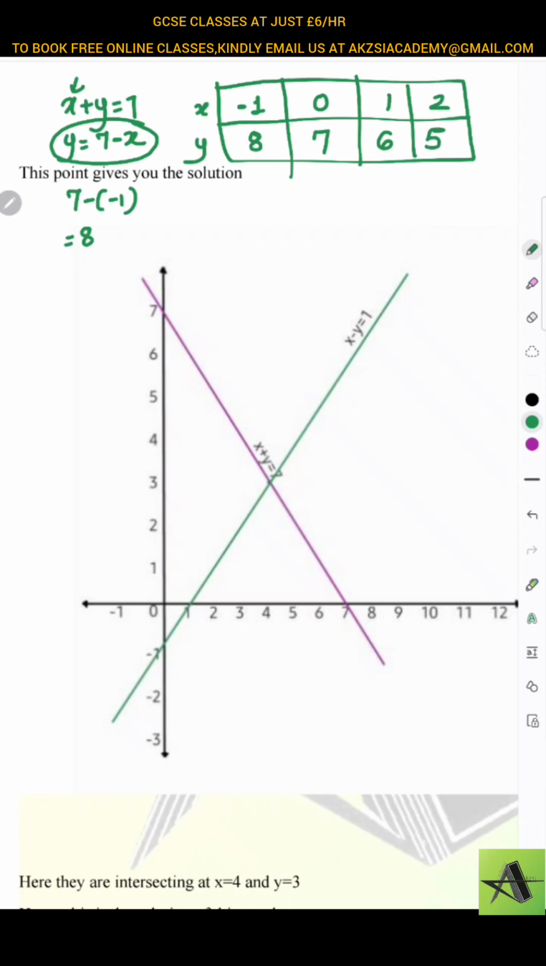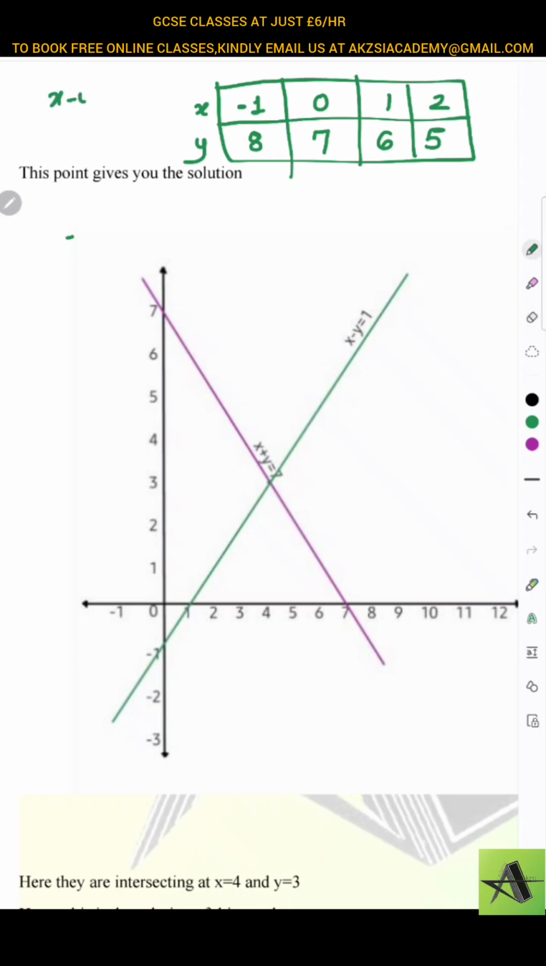Now plot these points. -1, 8 would be here. 0, 7 would be here. 1, 6 would be here. And 2, 5 would be here. And when you join them together, you will get this line, which is already there. I have already drawn this with a pink one. That's x plus y equals 7. This is called the table method, and this is the most common method that we use to plot any type of graph. For the second equation, which is x minus y equals 1.